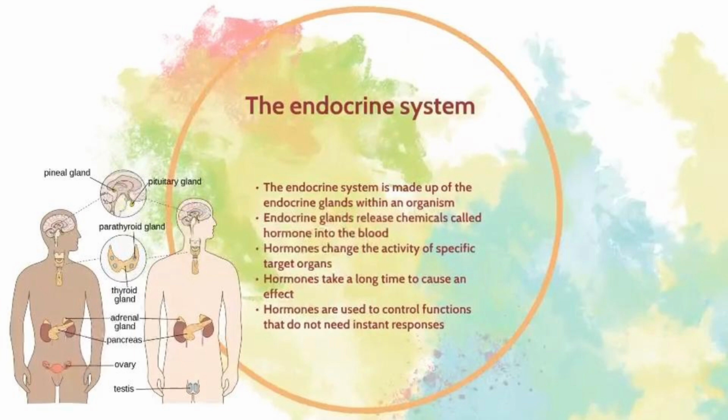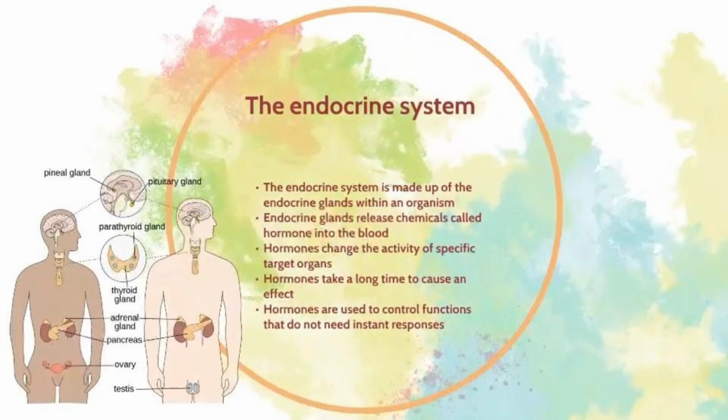The hormones are released by these glands, and then they can travel in the blood to bind to receptors on specific target organs. The organ must have the correct receptors to respond to these hormones, but if it does and it receives these signals, then that can cause a change in the function of that organ. Unlike the nervous system, the endocrine system is much slower. Hormones travel in the blood and they take a much longer time to cause an effect. Therefore they're used to control functions that don't need an instant response.